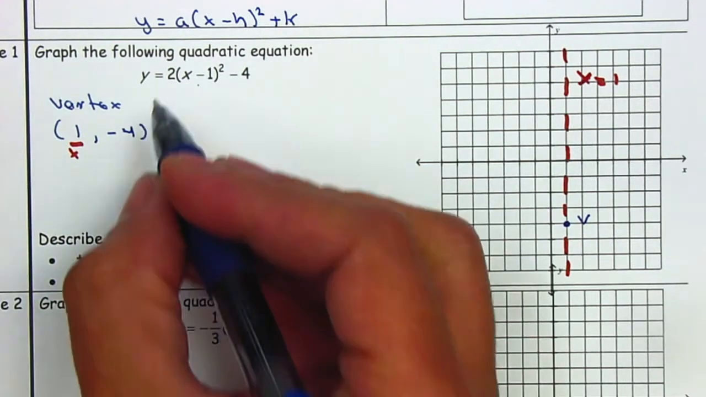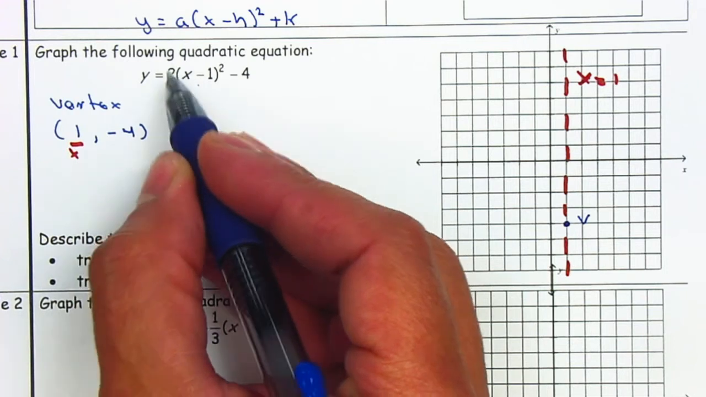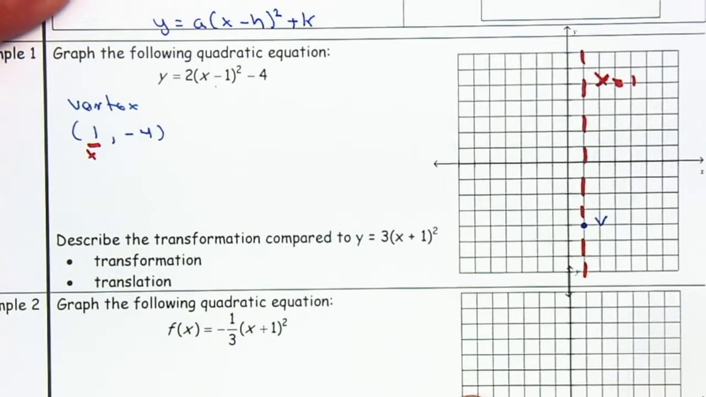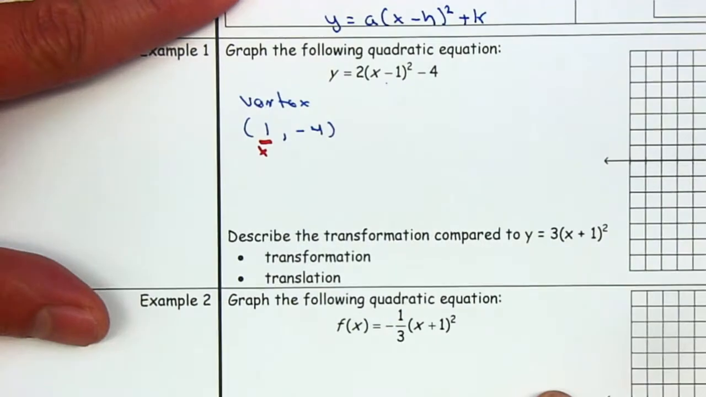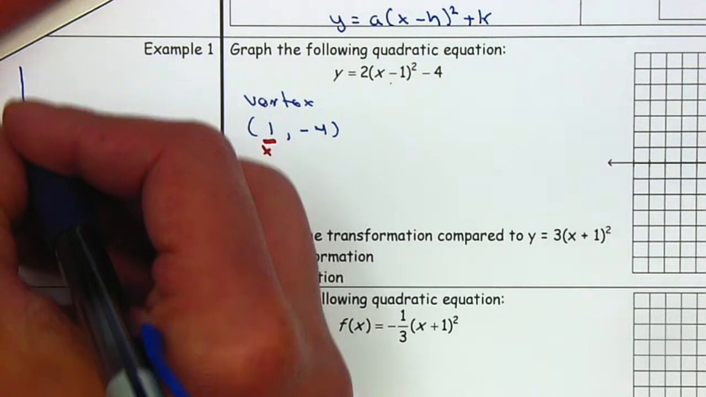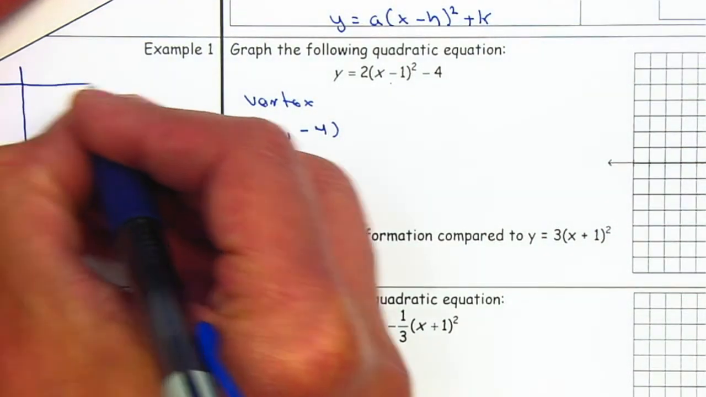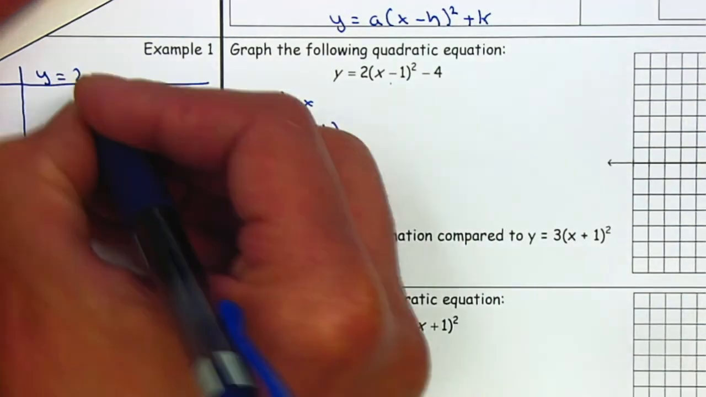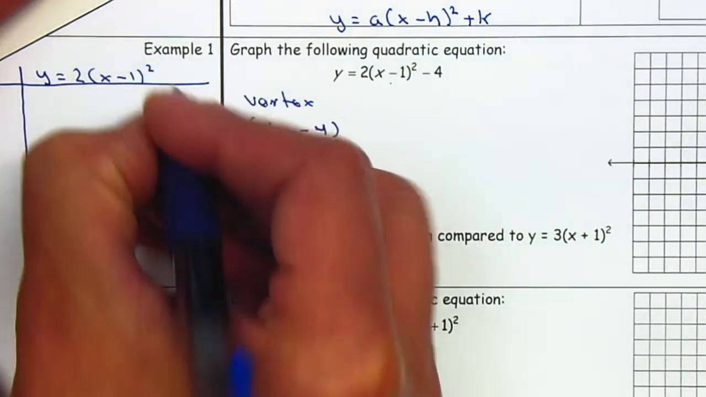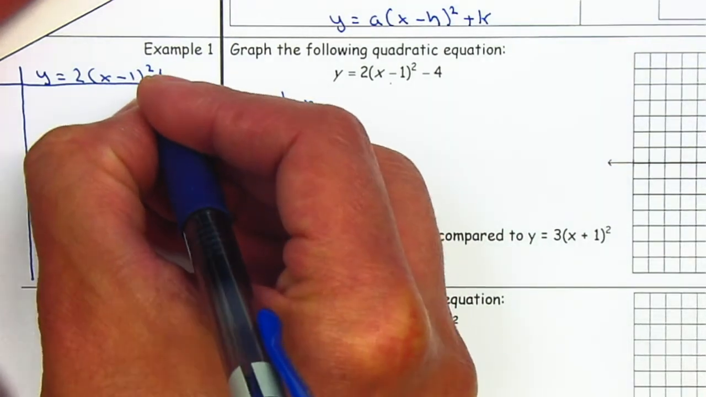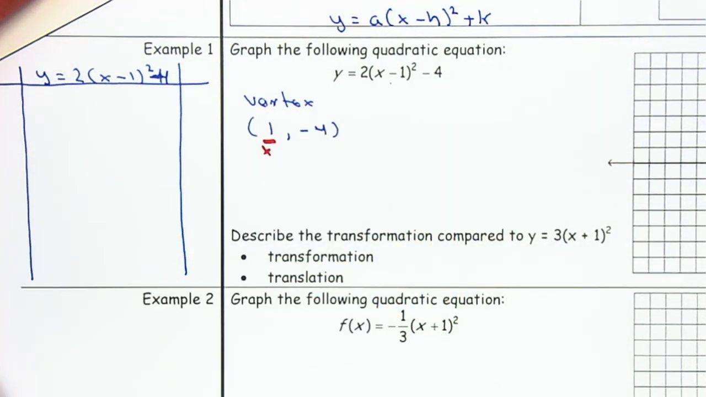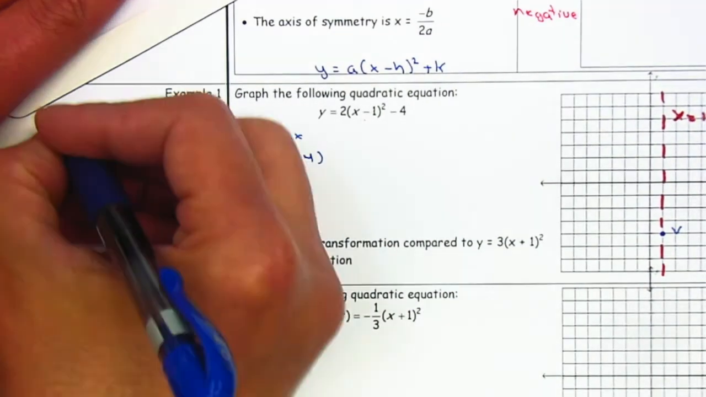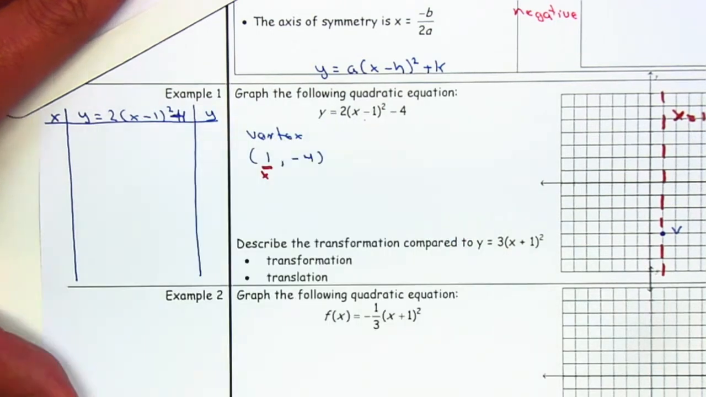Now, many of you are going to be tempted to use this as the slope, but because this is a quadratic equation, this is no longer the slope, so we need to make a table of values. I'm going to make my table of values on the left hand side. I'm going to write in the equation y is equal to 2 times x minus 1 squared minus 4. Now, I need to plug in different values for x, and we'll get the value of y.